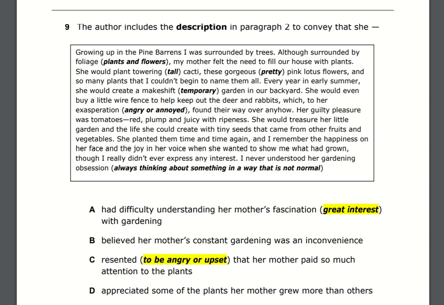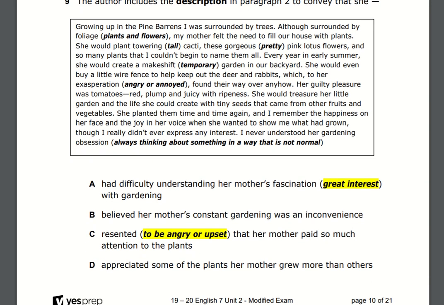The author includes a description in paragraph 2 to convey that she, A, had difficulty understanding her mother's fascination, great interest, with gardening. B, believed her mother's constant gardening was an inconvenience. C, resented, to be angry or upset, that her mother paid so much attention to the plants. Or D, appreciated some of the plants her mother grew more than others. At this moment, pause the video to answer question 9.